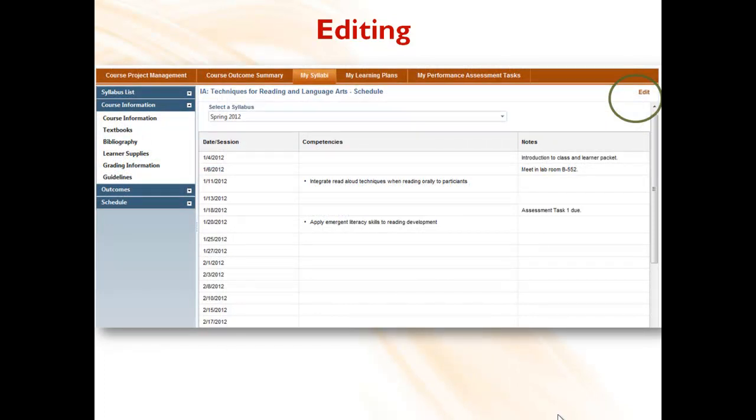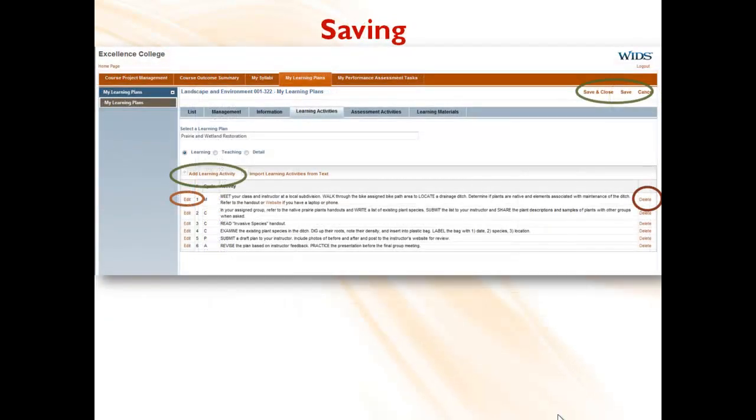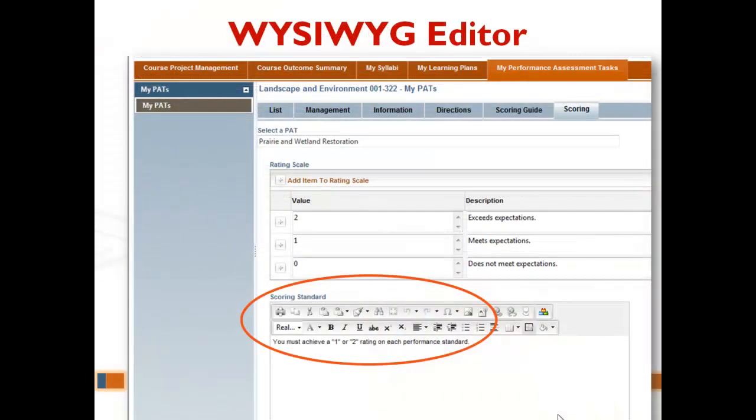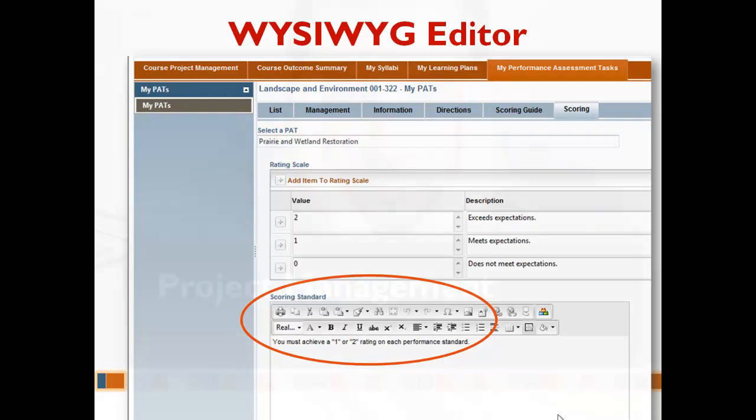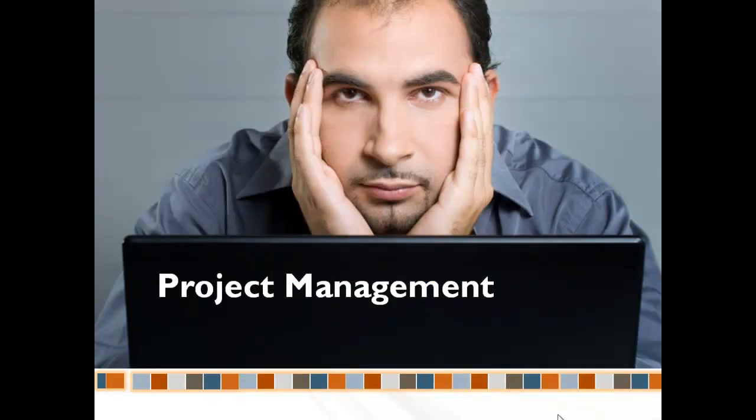Here's an example of the edit screen. In the top right, you place the page into edit. On any screen where you see that, you are able to add, edit, delete, import, always save, or save and close. The WYSIWYG editor gives you many editing capabilities to your text, including hot links.